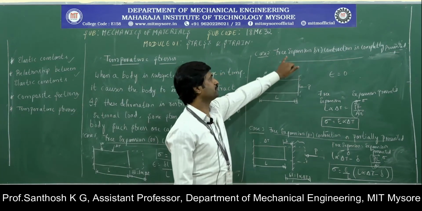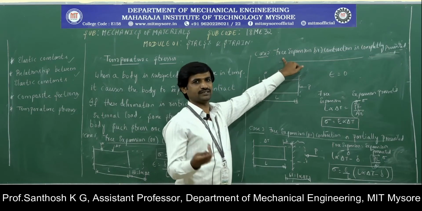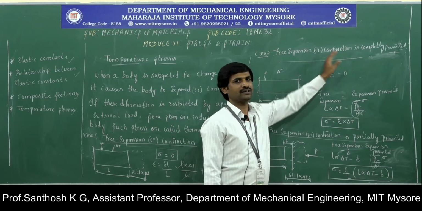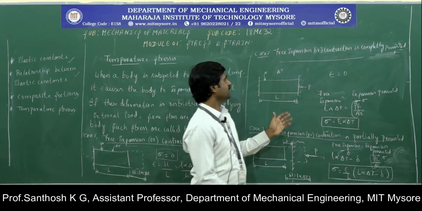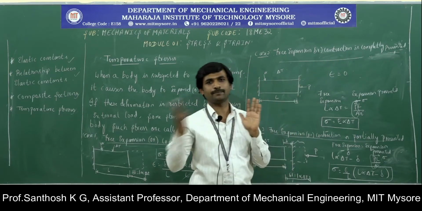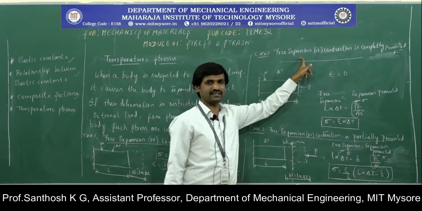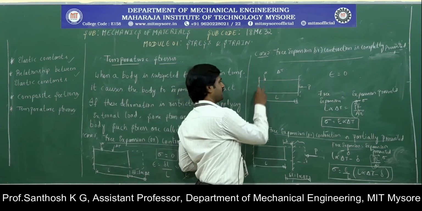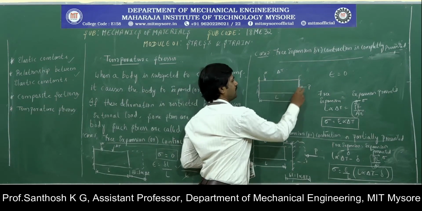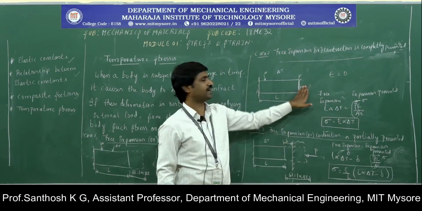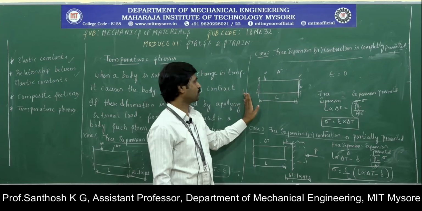That is, when you change the temperature, the material is going to expand or contract. Now let us see what happens when we restrict this expansion or contraction completely. We can understand this condition by making use of this diagram. Here we have taken a bar or a structure and we are going to fix the member at both the ends.